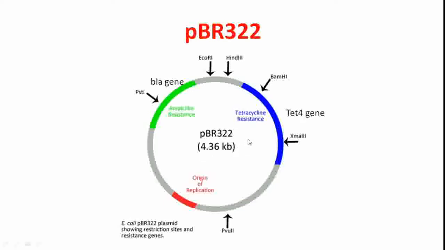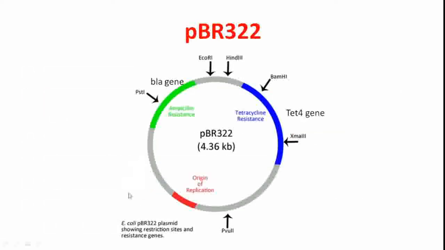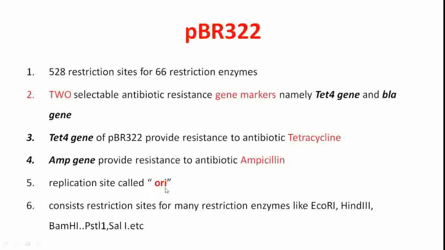The plasmid is 4,362 base pairs. And every pBR322 plasmid must have an origin of replication. The red colored one is the starting site for replication, and it is called the ORI site. It means this is the place where replication begins. This plasmid starts replication, and that replication begins from this place called the origin of replication, the ORI site.